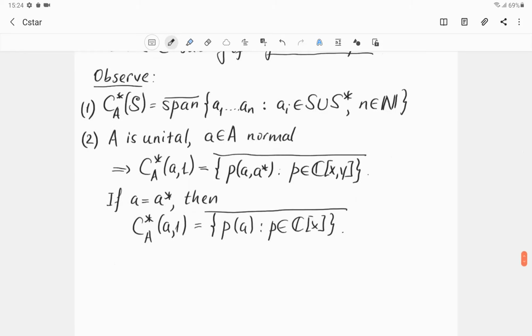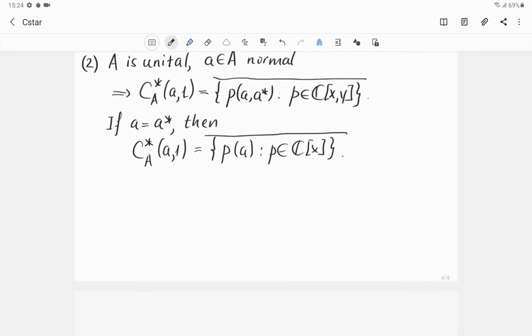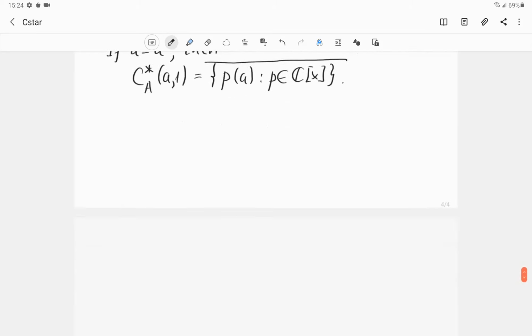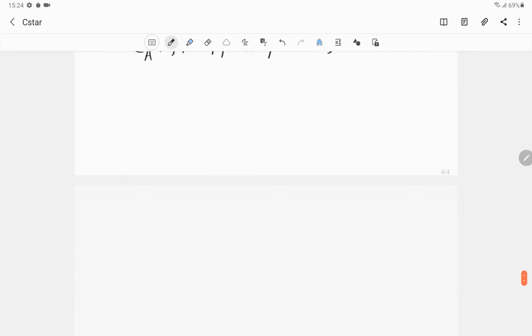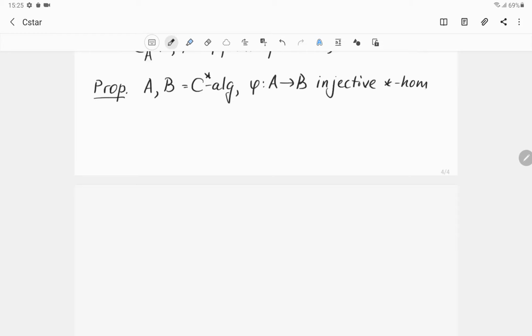Okay, now let's prove a useful application of the Gelfand-Naimark duality to star homomorphisms. We'll prove the following rigidity result for star homomorphisms between C-star algebras. Suppose that A and B are C-star algebras, and phi is an injective star homomorphism from A to B. I claim that phi is isometric. So each injective star homomorphism between C-star algebras is, in fact, isometric.